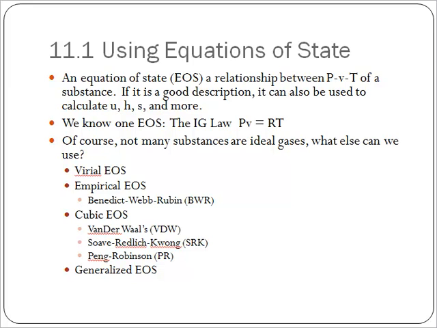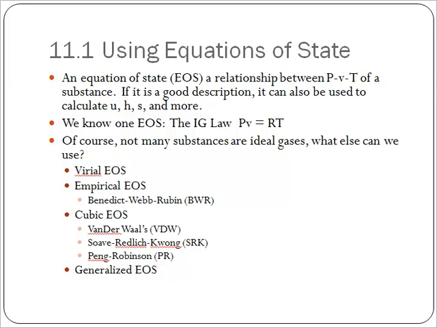So let's look at equations of state. An equation of state is a relationship between pressure, volume, and temperature of a substance. If it's a good description of this relationship, you can also use it to calculate any of these other energy properties, so internal energy, enthalpy, entropy, and there are others.